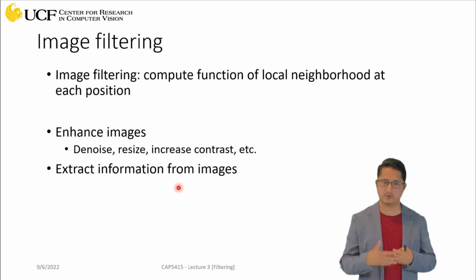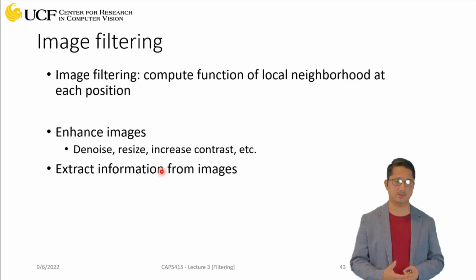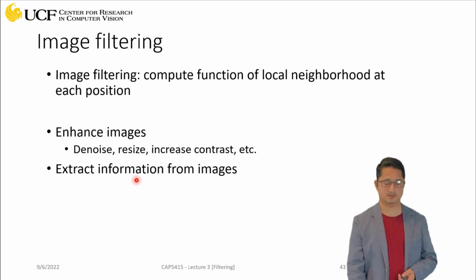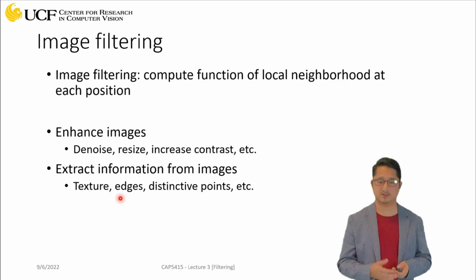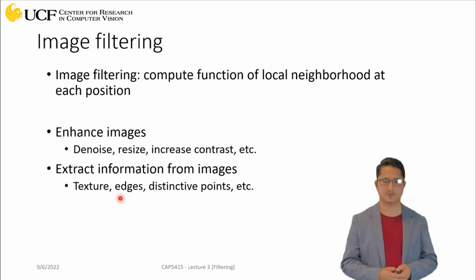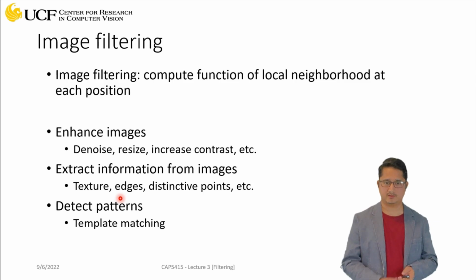The second is, if you want to extract some meaningful information from images, then filtering is very important. This correlates to what I was saying about how filtering is used in deep learning. We use filtering to extract the useful information, which is used for making predictions. This information could be texture present in the image, edges, distinctive points, and many other interesting features. You can also use it to detect patterns, and this also correlates to extracting useful information. You will see how these two are very related to each other.